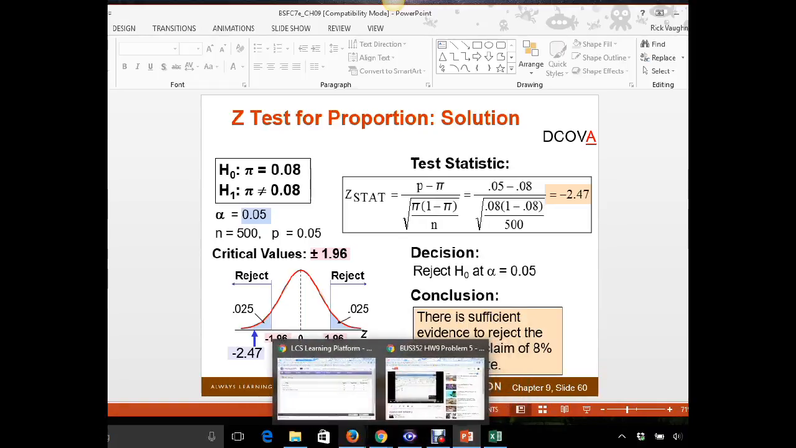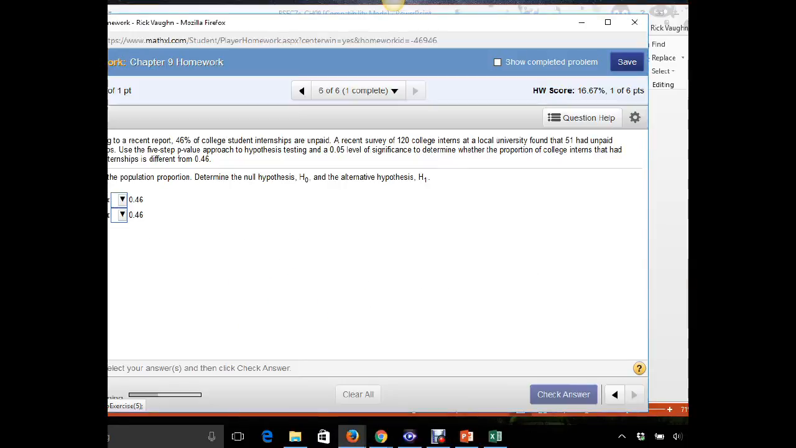So let's jump back over to our problem. We have 46%, so that's the pi, the population proportion. That's what the report claims the population proportion is. But over here we have a survey, so here's our N, 120 college interns, and 51 out of those 120 is going to be the P, the observed proportion. And then we're going to eventually use a 5% alpha, and then we're going to find the p-value.